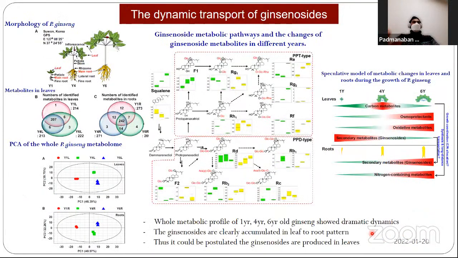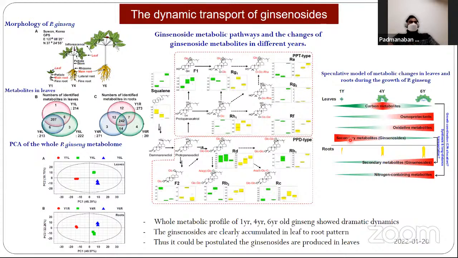So they've been characterizing how these ginsenosides are produced and how they are produced during aging. You can see year 1, year 4, year 6, all are accumulated differently in the leaves as well as in the roots. To simplify everything, the plant produces ginsenosides in the beginning of the first year, and then they are stored in the root at the end of 4 years or 6 years.